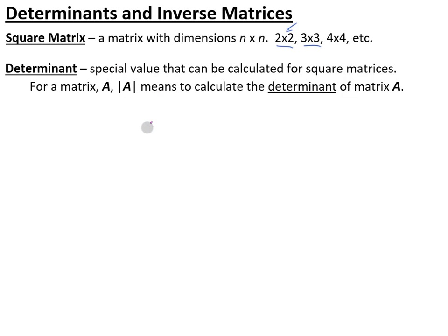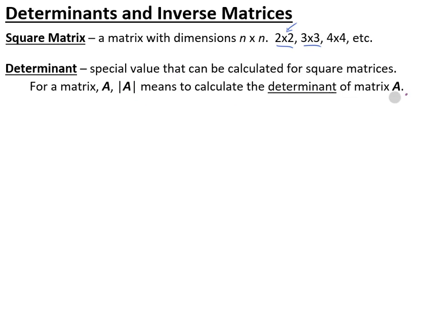Okay, so how do we calculate the determinant, or what is a determinant? It's a special value that can be calculated for square matrices. So it's just a number that we can calculate based on the entries in our square matrix. For a matrix A, these vertical bars, in this case, we usually use those in math for absolute value. This does not mean absolute value. This means to find the determinant of our matrix. So this means the determinant of matrix A.